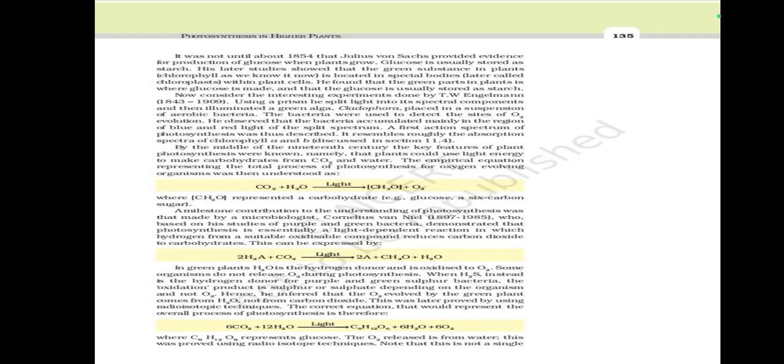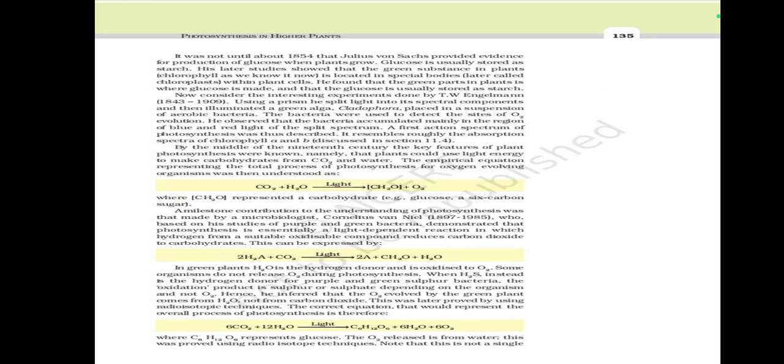It was not until about 1854 that Julius von Sachs provided evidence for the production of glucose. When plants grow, glucose is usually stored as starch. His later studies showed that the green substance in plants is chlorophyll, as we know it now, located in special bodies later called chloroplasts within plant cells. He found that the green parts in plants are where glucose is made and that the glucose is usually stored as starch.